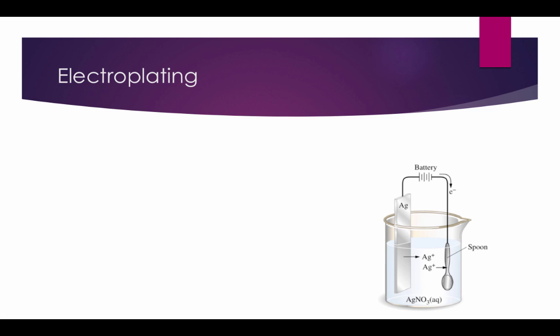Again, electroplating is the process of depositing a metal onto another surface. In the diagram shown here, we're depositing silver metal onto a spoon. Notice that in electroplating, the reaction takes place in a single beaker because the metal needs to be able to migrate from one electrode to the other.